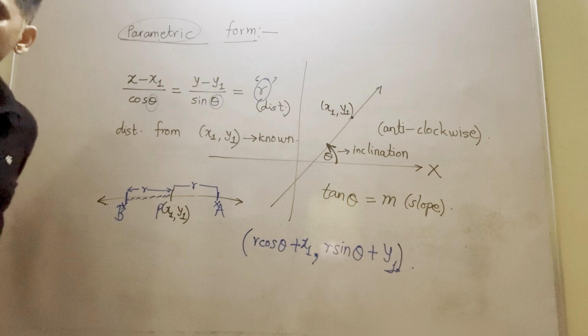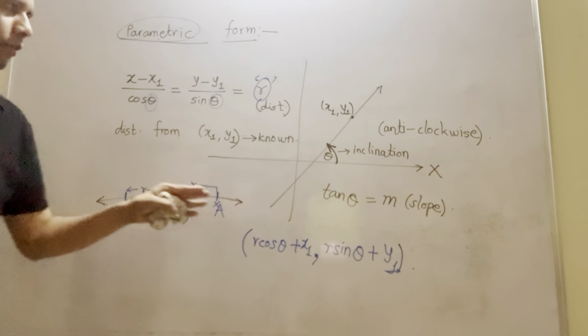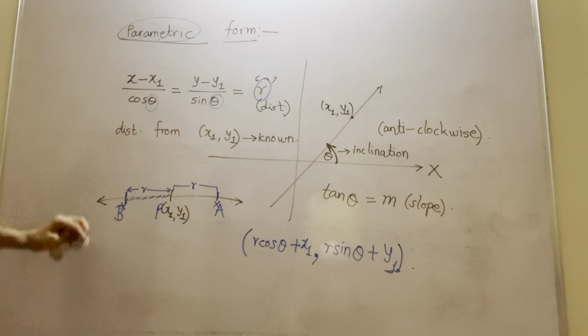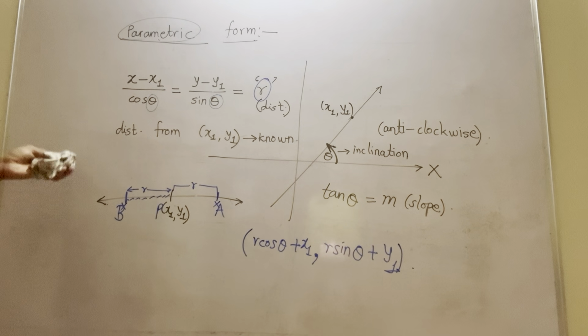So this is the parametric form. There is one more form of equation of a straight line, but we will not look at it right now. For today's lecture, this much theory is enough. Now let us look at some problems.